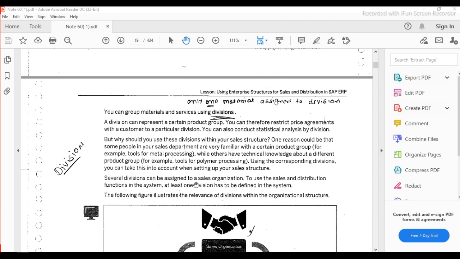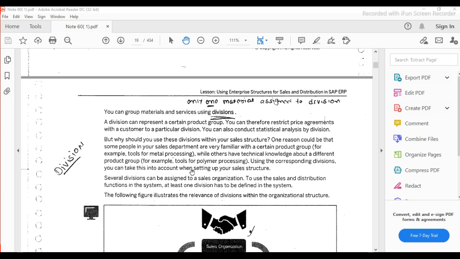Now the next org unit we have is the division. Division is nothing but the product line, which means we can have n number of products. Based on this, we can define the material or product line into different categories.